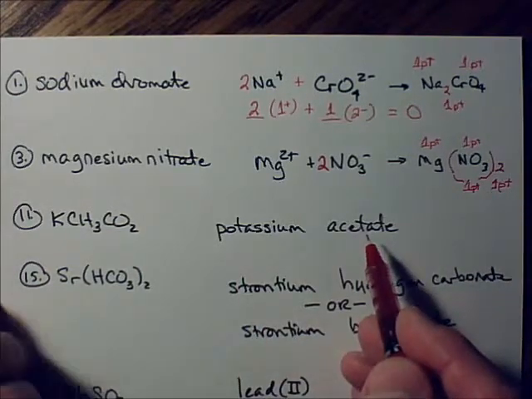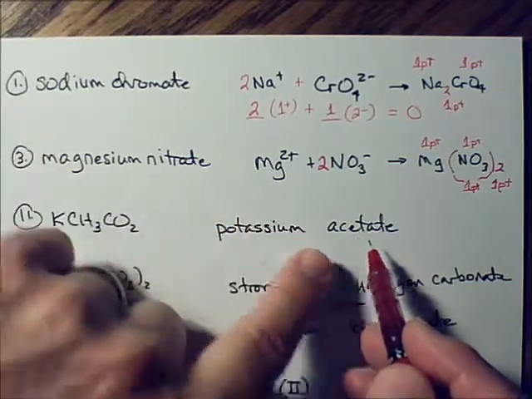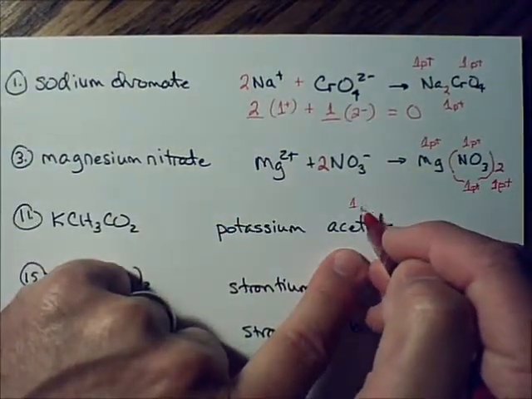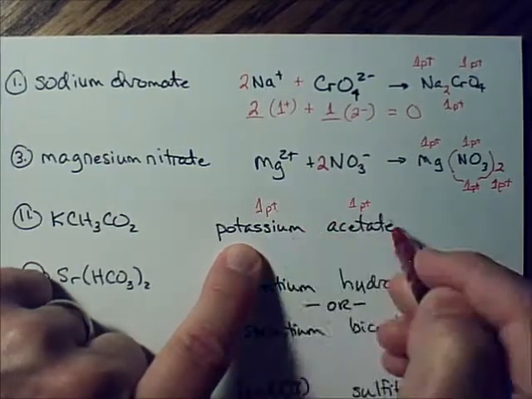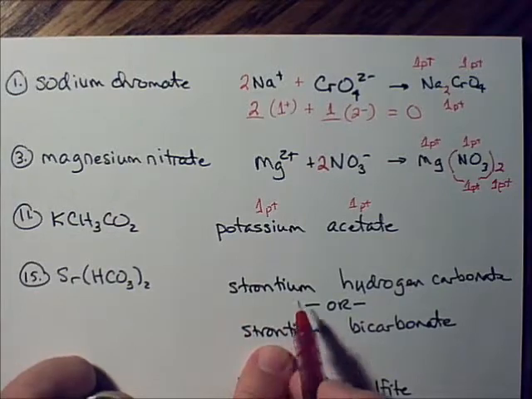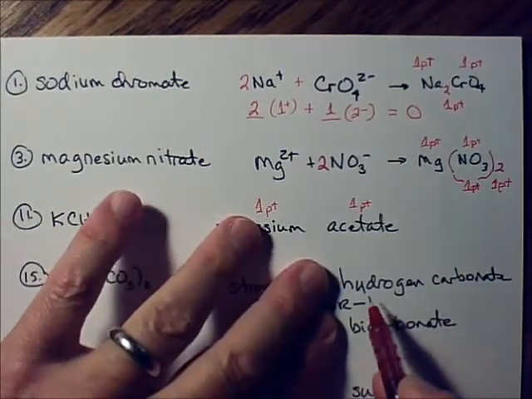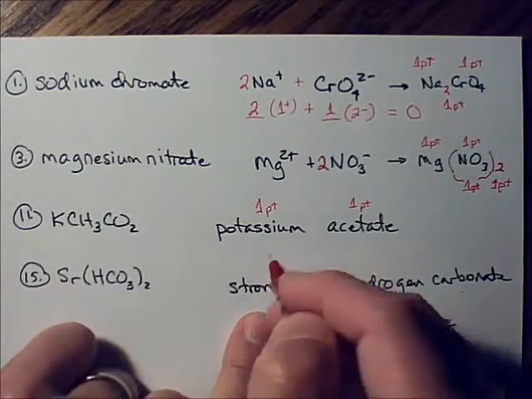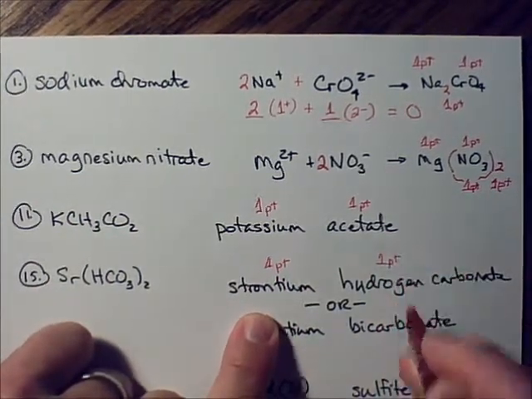Potassium acetate. You only looked up acetate. There was no change in any words or anything like that. So acetate's worth 1 point. Potassium's worth 1 point. So this answer altogether is worth 2 points. Okay? The hydrogen carbonate or bicarbonate are both acceptable. That's worth a point, and the strontium's worth a point. So this question is worth 2 points.